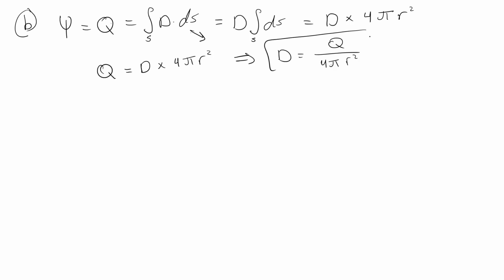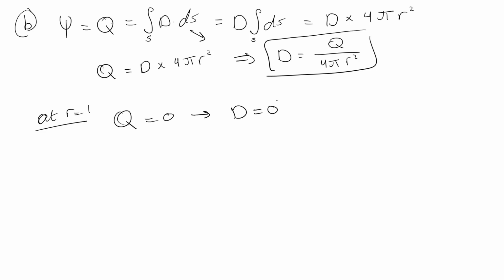Now we will use this equation to find D. At r equals to 1, now we said that our rho is for r greater than 1 and less than 4. So at r equal 1, the rho will be 0. And since the rho is 0, the charge will equal to 0. And from here, we can find that the flux density is equal to 0 also.